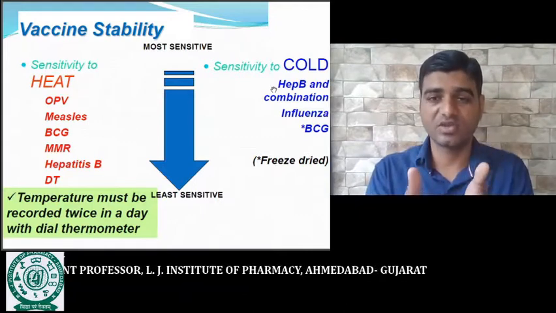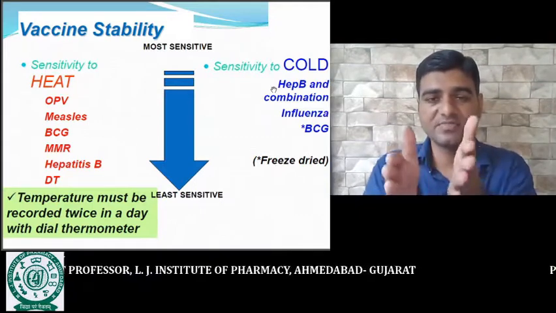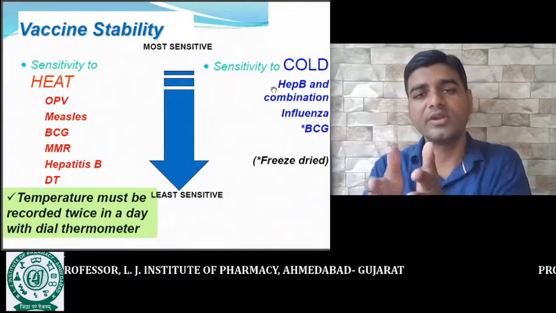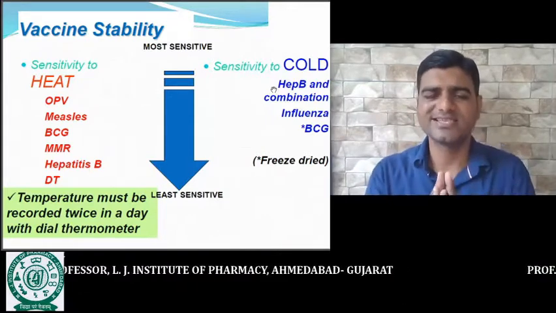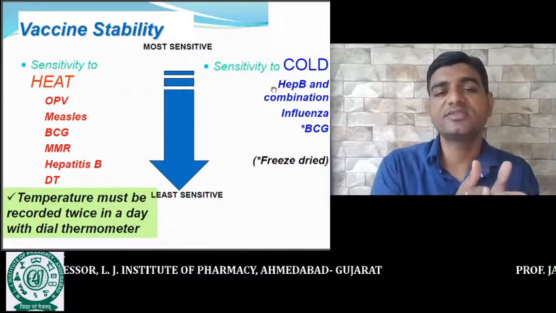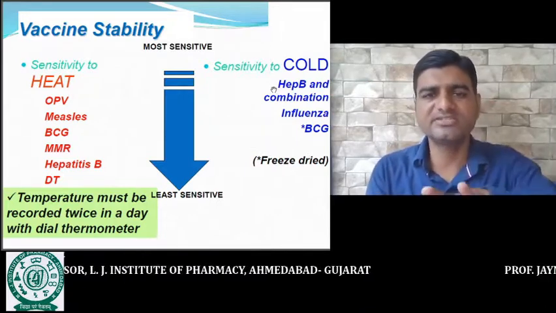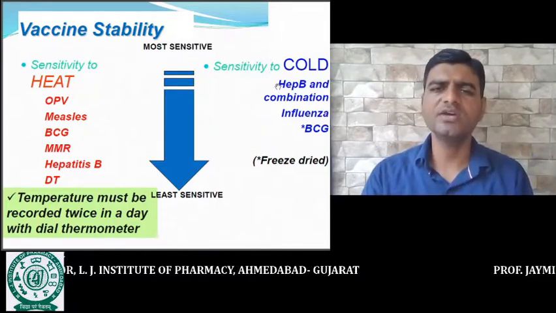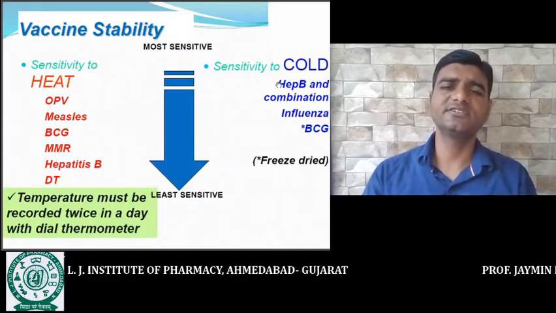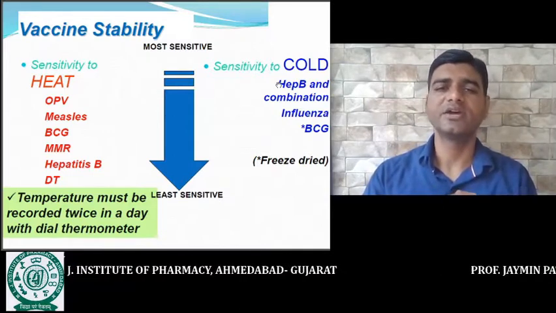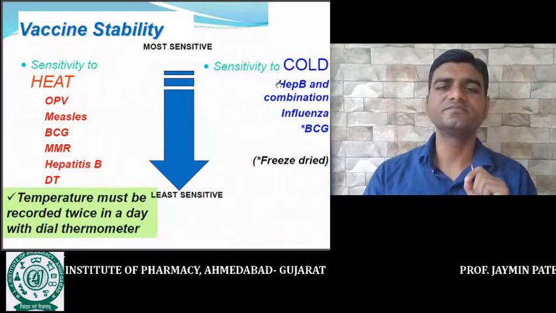So these vaccines, hepatitis B, influenza, BCG, should be stored at a cold temperature, that is, 5 to 10 degrees Celsius. While in the case of OPV and measles, they should be stored at a chilled temperature. So the sensitivity of different vaccines toward heat is different, and according to that we have to store the vaccines.